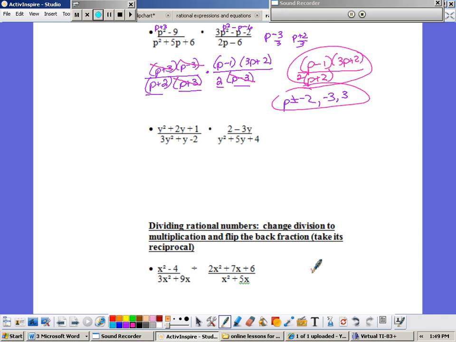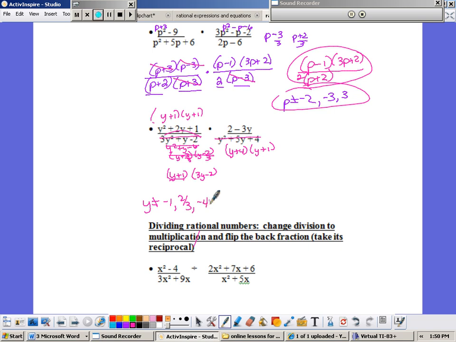It's always good to look back over. Okay, y plus 1, y plus 1. Slide y squared plus y minus 6, y plus 3, y minus 2, divide by 3, y plus 1, 3y minus 2. y plus 4, y plus 1. Okay, I have a y plus 1. Oh, let me do my restrictions first. y cannot equal negative 1, 2/3, negative 4, and negative 1.